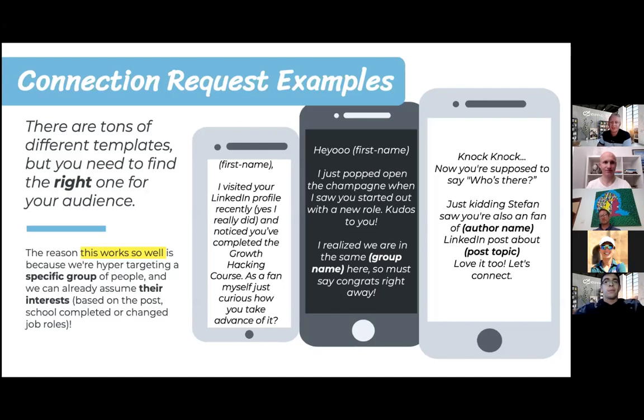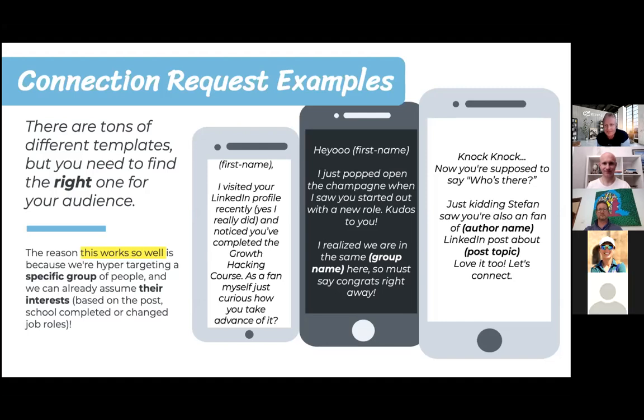The second search strategy I shared was that I selected the tab change job roles in the last 90 days. Such a connection request here helped me get more than 60% acceptance rate among more than 1,000 people in the campaign. So, hey, yo, first name, I just popped open the champagne and I saw you started out with a new role. Kudos to you. I realized we are in the same, and then you can mention on top of it the group name, because that's an additional filter you set in that search type.